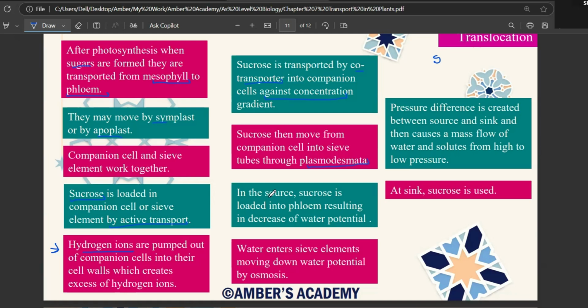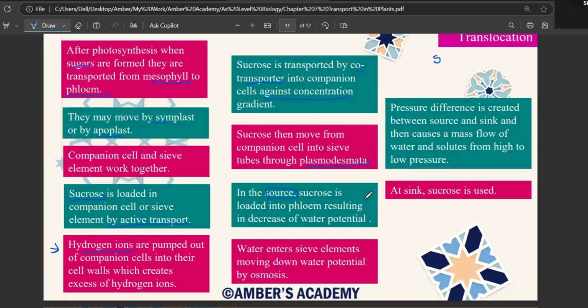Then in the source, I'm sure this is a new terminology for you. In the source, sucrose is loaded into phloem, resulting in decrease of water potential. I'll explain what source is, so do not worry about it. Just understand what I'm saying. In the source, sucrose is loaded into phloem, resulting in decrease of water potential. This is something very important.